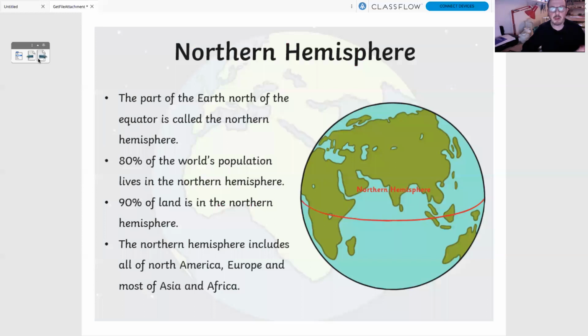Anyway, the northern hemisphere. Here are some facts about the northern hemisphere. I like some of these facts, by the way. These are good facts. The part of the Earth north of the equator, we know that. It's the northern hemisphere. 80% of the world's population, 8 out of 10 people on Earth, live in the northern hemisphere. 90% of the land on Earth is in the northern hemisphere. And it includes all of North America, all of Europe, most of Asia, and most of Africa. Right? Not all of Asia and Africa, but most of it.